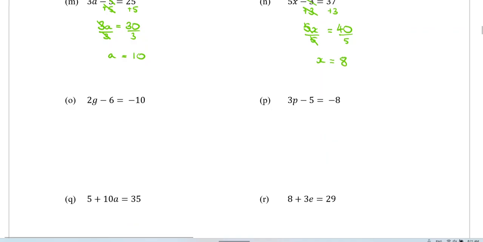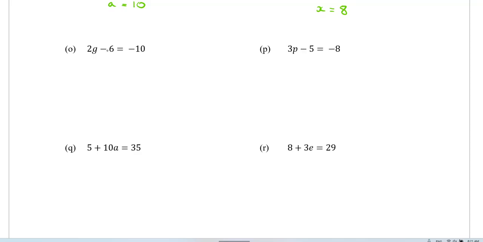Part O, 2g minus 6. The opposite of the minus 6 is to plus 6. 2g equals, now be careful with your negative numbers here, minus 10 plus 6 is negative 4. You can use your calculators to help you with these if you need to. Then, to get rid of the 2, I need to divide by 2. That will leave g equals minus 4 divided by 2 is negative 2.